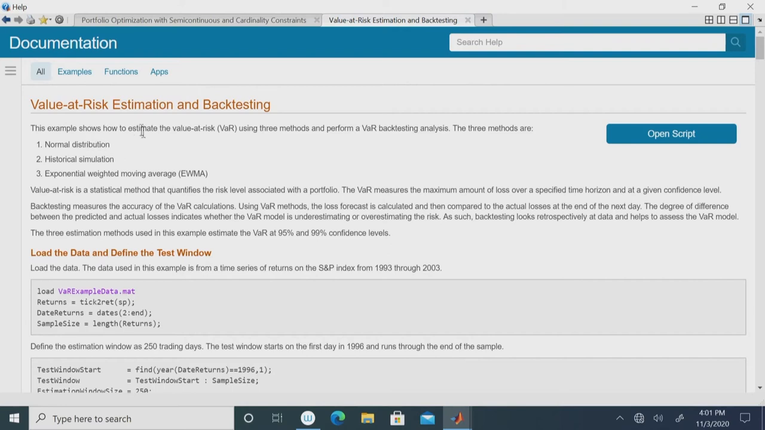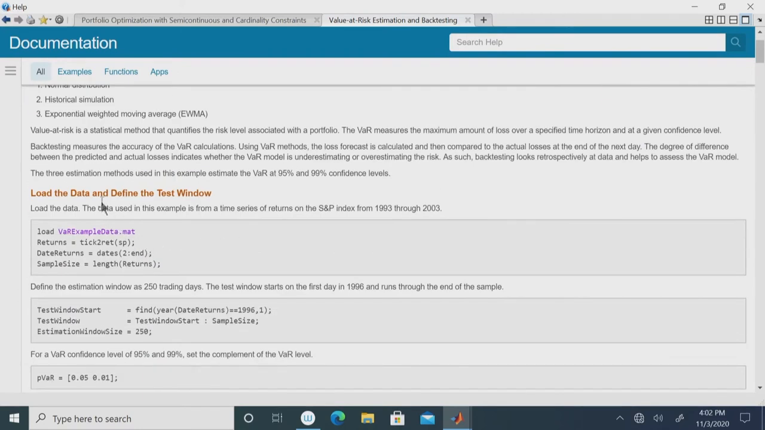We'll look at some examples on how to estimate the value at risk using three methods. These are very well established methods, and are based on normal distribution, historical simulation, and exponential weighted moving average. I'll explain each of these in some detail. Just to reiterate, value at risk is a widely used technique in financial risk management, a statistical method that quantifies the risk level associated with a portfolio. The three estimation methods will be used for illustrative purposes here to estimate the value at risk at 95% and 99% confidence level.